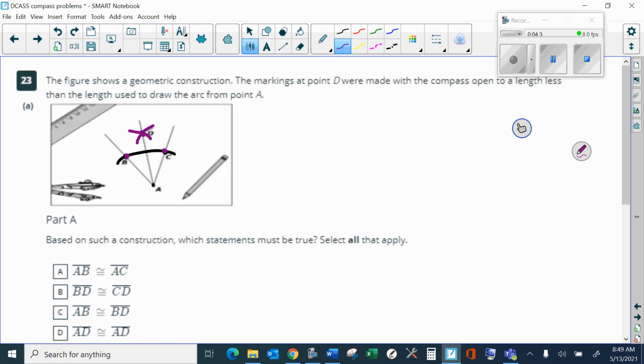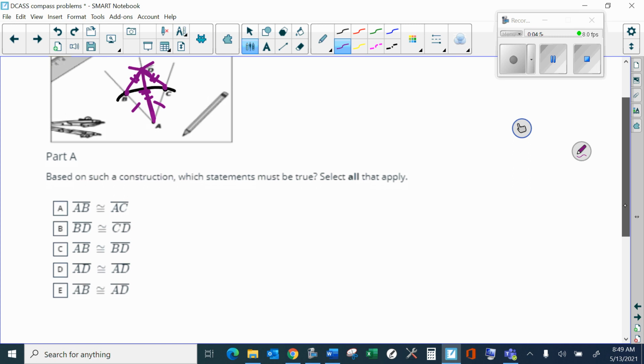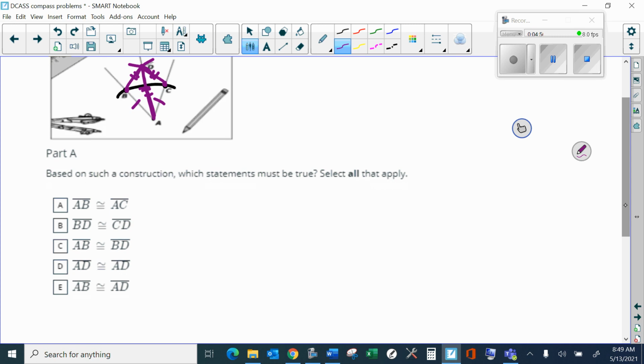So what do we have as true? Well, we know this is equal to this because it drew this arc from here, same length. Then when I did this one, came at that point, that made that equal to that right there. And then of course, this length is equal to itself, reflection property. So those are all the pieces that must be congruent. Okay, so that's what we're looking for here. AB and AC, yes.